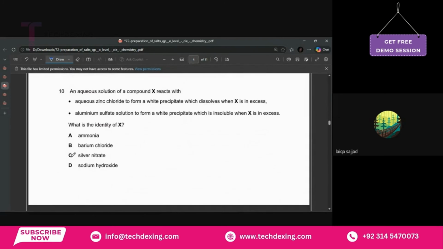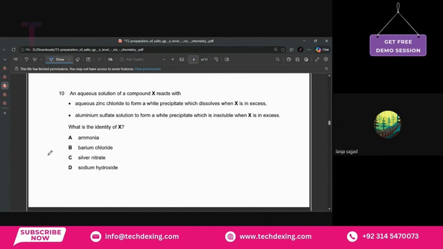Then we are given an aqueous solution of a compound X. It reacts with aqueous zinc chloride to form a white precipitate which dissolves when X is in excess, and aluminum sulfate solution to form a white precipitate which is insoluble when X is in excess. What is the identity of X? Ammonia, barium chloride, silver nitrate, or sodium hydroxide? X reacts with aqueous zinc chloride to form a white precipitate which dissolves when X is in excess.